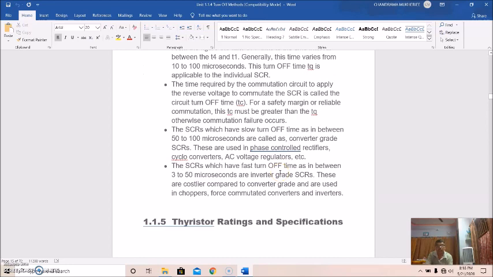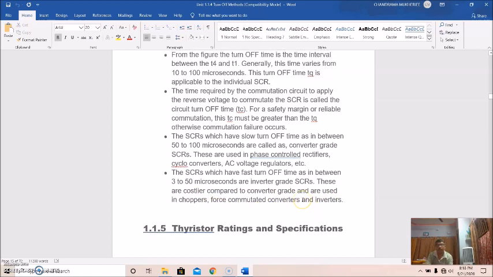The SCRs which have slow turn-off time, between 50 to 100 microseconds, are called converter grade SCRs. They are used in phase control rectifiers, cycloconverters, AC voltage regulators, etc. The SCRs which have fast turn-off time, between 3 to 15 microseconds, are inverter grade SCRs. These are costlier compared to converter grade and are used in choppers, forced commutated converters, inverters, etc.